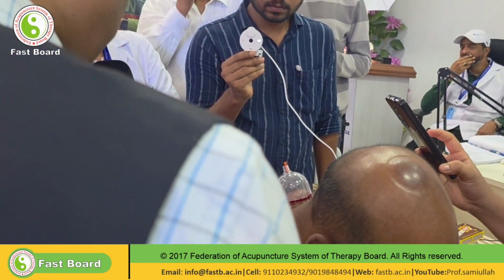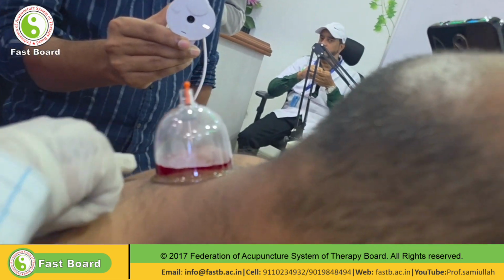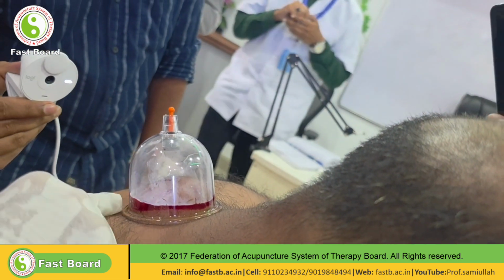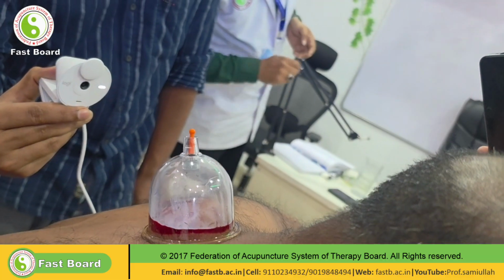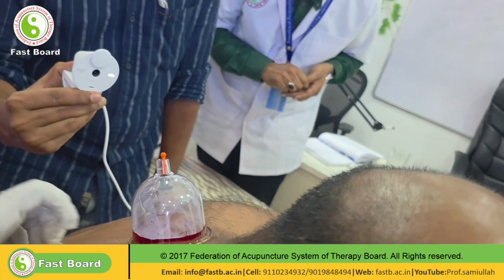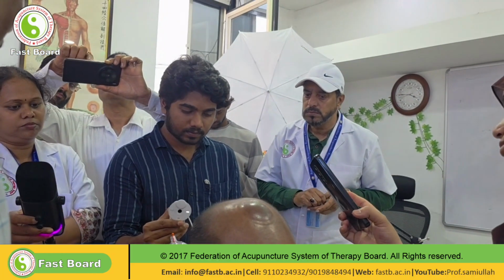So, this is not dark blood, no, sir? Yeah, slightly brownish dark blood. You can see the top blood is bright red, and downwards it is slightly dark and then brownish blood, so it indicates a mild to moderate level of toxins, but not that great.